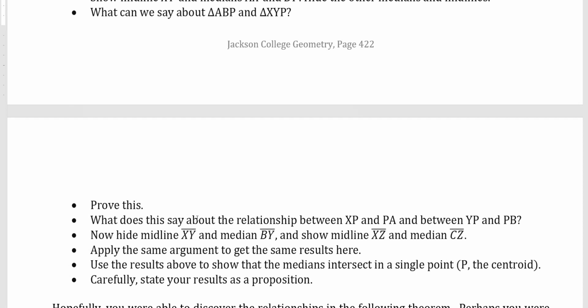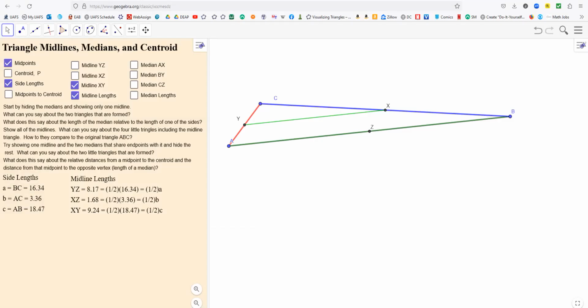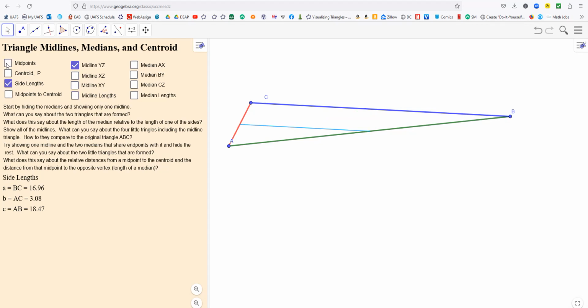Well, I really hope you did this on your own. Let's take a look at what this is going to look like. So I've done the thing here. Again, here we have a triangle. I can show the midlines. I can show the midpoints or not. I can look at some links. Okay, and then here are the medians. There's one, and there's one.